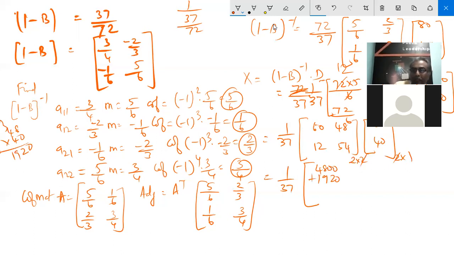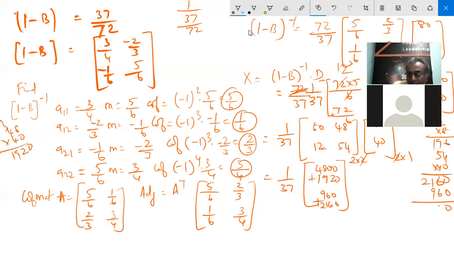Then you have 12 into 80. 12 8s are 960. So 960 plus 54 into 40. 4 4s are 16, 4 5s are 20, plus 21, that is 2160. This is the matrix you got. 2160 plus 960 is 3120. So 3120.